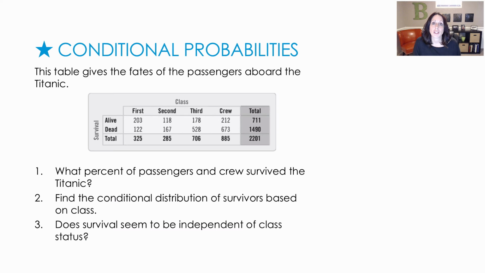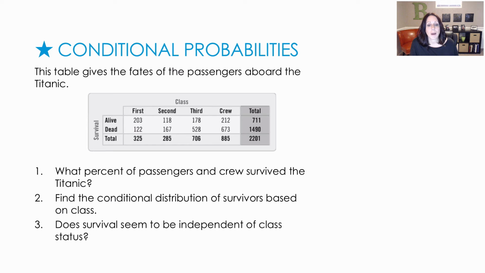Here are a few questions based on the contingency table of passengers aboard the Titanic. I would like you to answer all three questions. Press pause, then answer all three questions, and then press play to check your work. So here we're looking again at different classes aboard the Titanic and what their fates were.